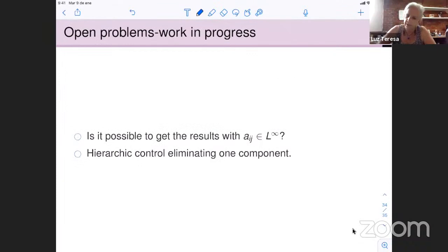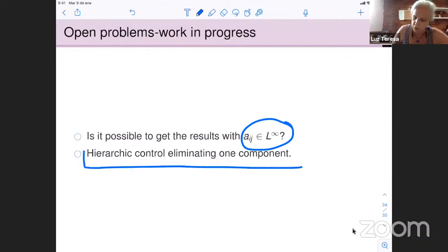So, open problem: what happens if a_ij belong to L infinity? We are considering something that is constant. But if you have something that is in L infinity, we cannot apply this bi-gradient Laplacian, and take this operator is very large. And also for people from control, what happens if we try to do a hierarchic control and with one less component, as we do here.